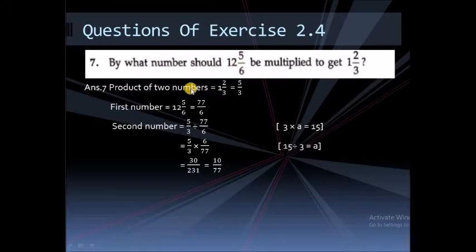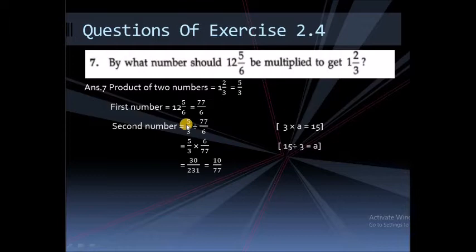So first of all, I am writing this mixed fraction in improper fraction form, and this fraction also I am writing in improper fraction. And afterwards, I just find the second number by dividing my product with this number. So the dividend will be 5 upon 3. It will come first, then the division sign, and my divisor will be 77 upon 6.